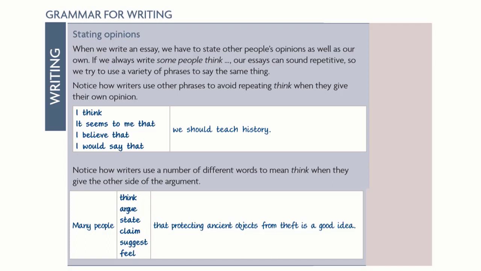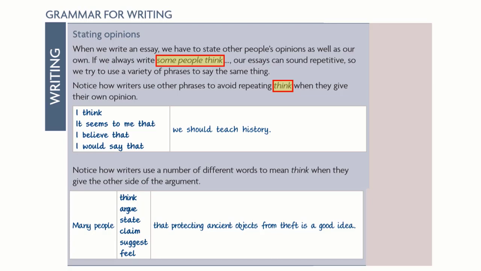Stating opinions. When we write an essay, we have to state other people's opinions as well as our own. If you always write "think," some people think our essay can sound repetitive, so we try to use a variety of phrases to say the same thing. Notice how writers use other phrases to avoid repeating "think" when they give their own opinion. They can say, "I think," or "it seems to me that," or "I believe that," or "I would say that we should teach history." See, the same idea has been conveyed in 4 different ways.